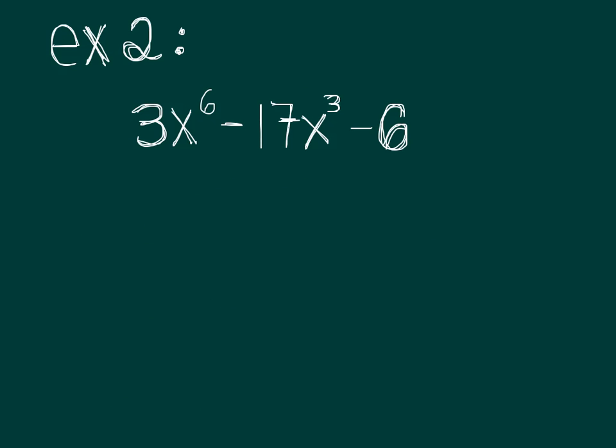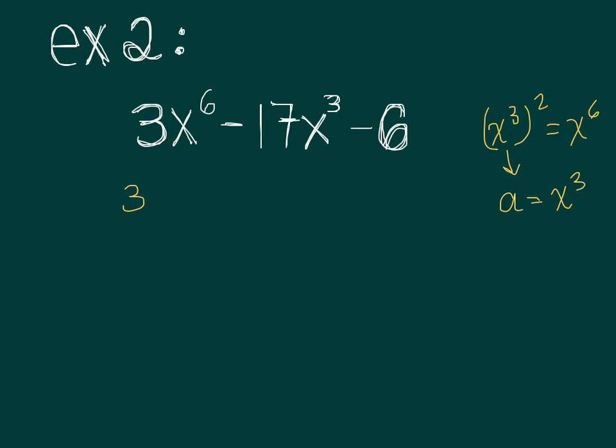So these numbers should look pretty familiar to you, the coefficients of 3, negative 17, and negative 6. They're actually the same coefficients as before, and I did that on purpose to really emphasize the structure of this problem. That at its root, this problem is exactly the same as the previous problem, except I'm just going to use a different dummy variable. So this time I'm going to use the fact that x to the 3rd squared is x to the 6th. So I'm going to use my a as x to the 3rd.